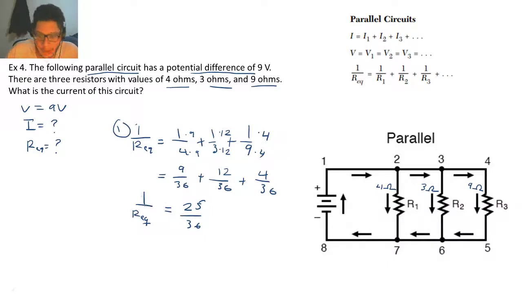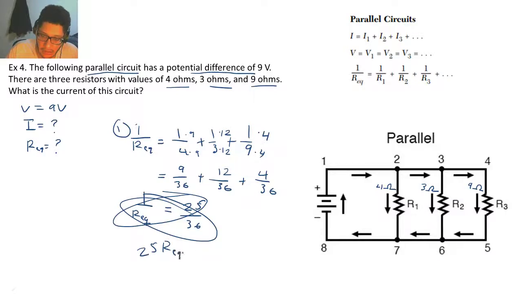Now, next mistake a lot of people make, they stop here. They're like, all right, cool, 25 over 36, solve that number, I'm done. But that is not true, because that's not going to give you Req. That's going to give you 1 over Req. So the last step here is to cross multiply. We get 25 Req is equal to 36. Req is equal to 36 over 25, which is equal to 1.44 ohms.